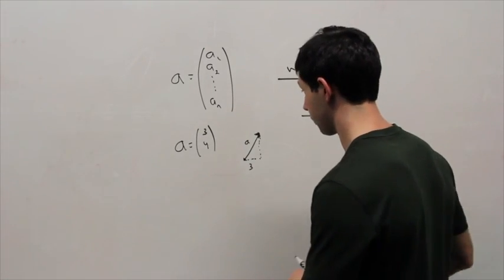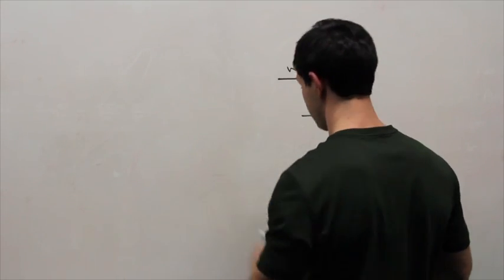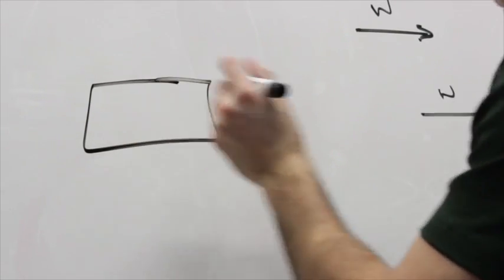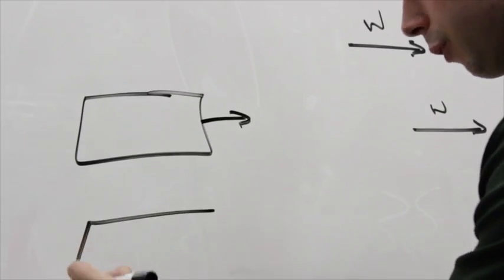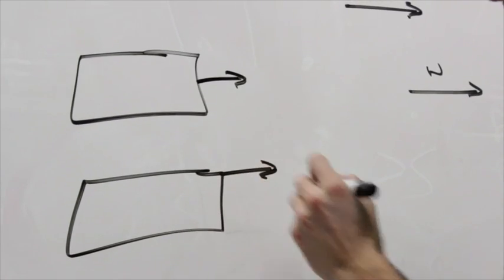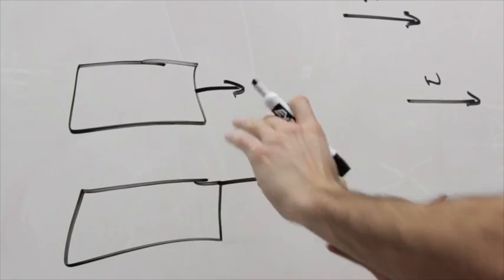For example, if we have a box and we apply vector W here on the box, it will only pull it. However, if we apply vector W here, it will not only pull it, but also torque it so that it rotates.